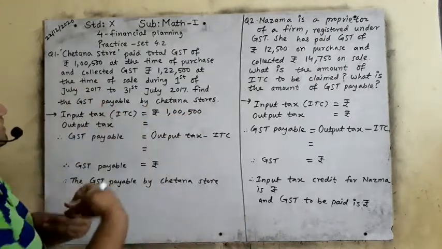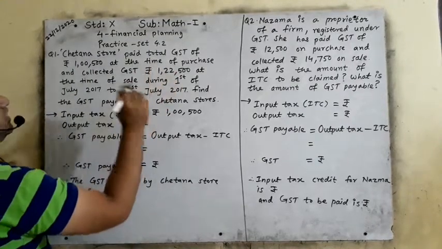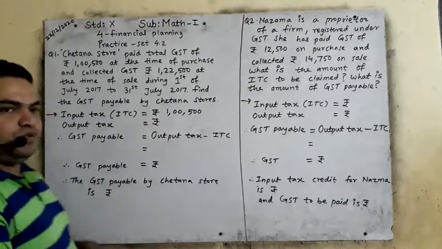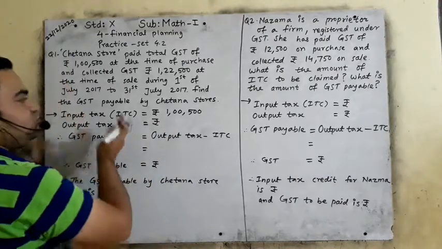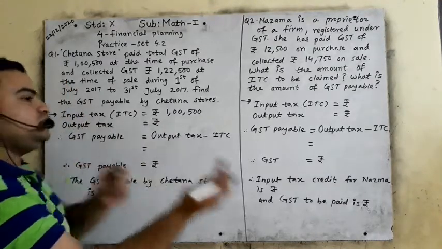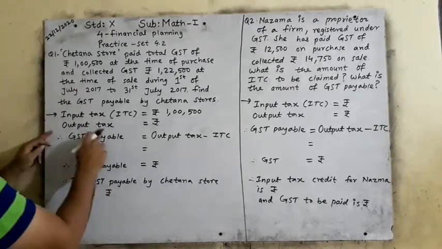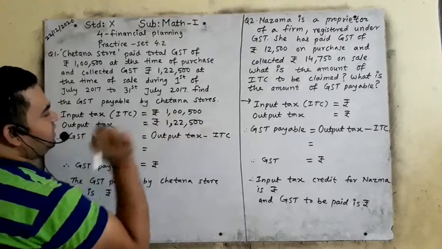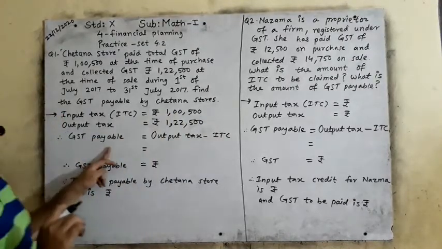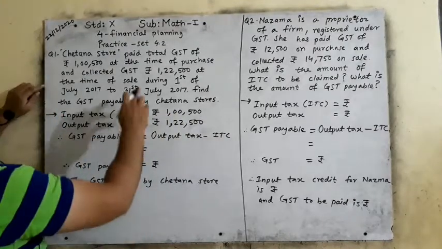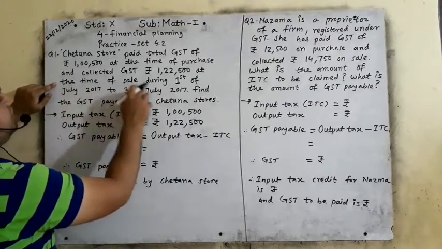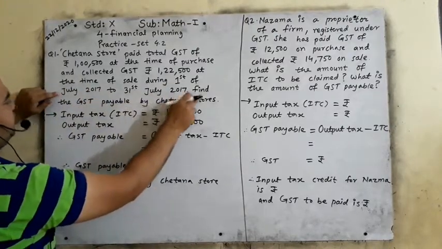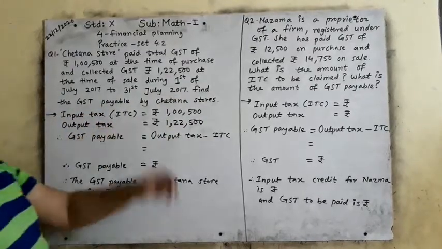Okay, now see further. And collected GST rupees 1,22,500, collected means that is output. Okay, जो पे किया, जो भरा वो input, और जो collect किया that is called output tax. So that is rupees 1,22,500. Okay, GST payable formula is, see, we will see further the time of sale during 1st of July 2017 to 31st July 2017. Find the GST payable by Chetna stores.